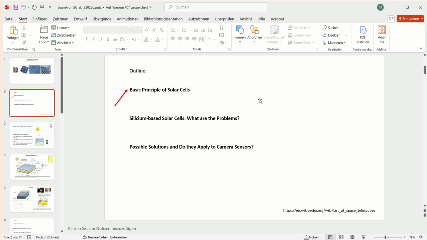First, I'm gonna show you the basic principles of solar cells, and then some problems that silicium-based solar cells have, and maybe the solutions will help us also a little bit for camera sensors. But the main topic here is solar cells. I will just compare a little bit here and there with photographic sensors.